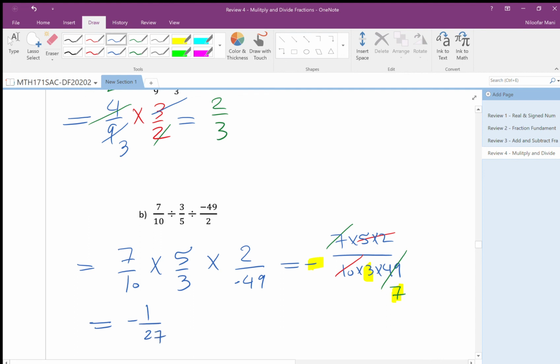When you have nothing from top, you have to just write 1. And 3 times 7 is 21. Sorry. It's great.